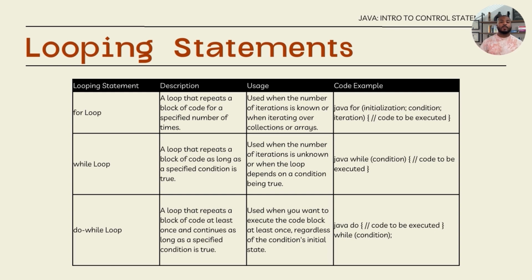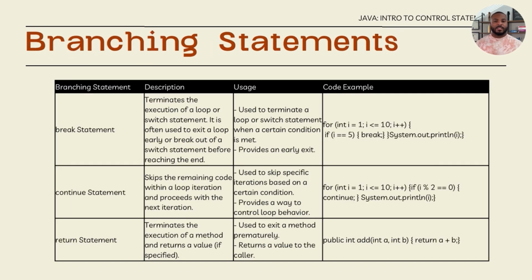Lastly, the do-while loop is similar to the while loop, but guarantees at least one execution of the code block before checking the condition. So this makes it a little bit more useful for scenarios where you want the code to run at least once. These looping statements are fundamental for creating efficient and responsive Java programs that handle repetitive tasks and dynamic situations. These branching statements provide control over program flow and are useful in different scenarios.